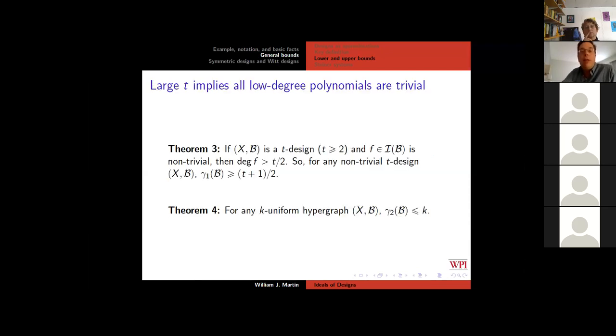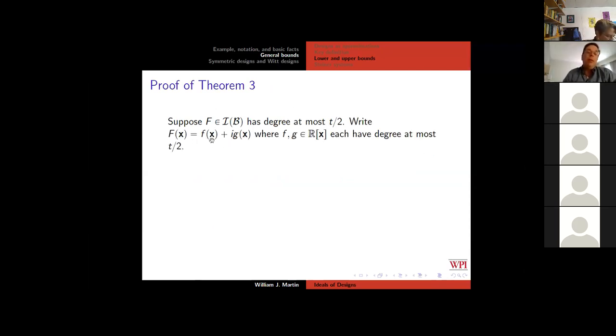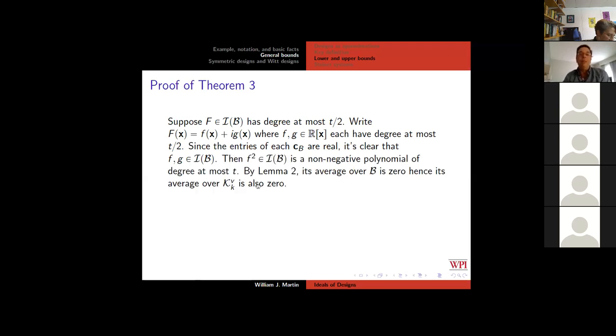So now I'm going to prove this theorem that the smallest degree of a non-trivial polynomial is bigger than t over 2. Suppose you had a polynomial in the ideal whose degree is at most t over 2. Write this polynomial as some polynomial with real coefficients plus i times another polynomial with real coefficients. Then, of course, each of these f and g has degree at most t over 2. Our zero set is a bunch of 0, 1 vectors. All the entries are real. So if capital F is in our ideal, then both little f and little g are in the ideal as well. So let's take them one at a time.